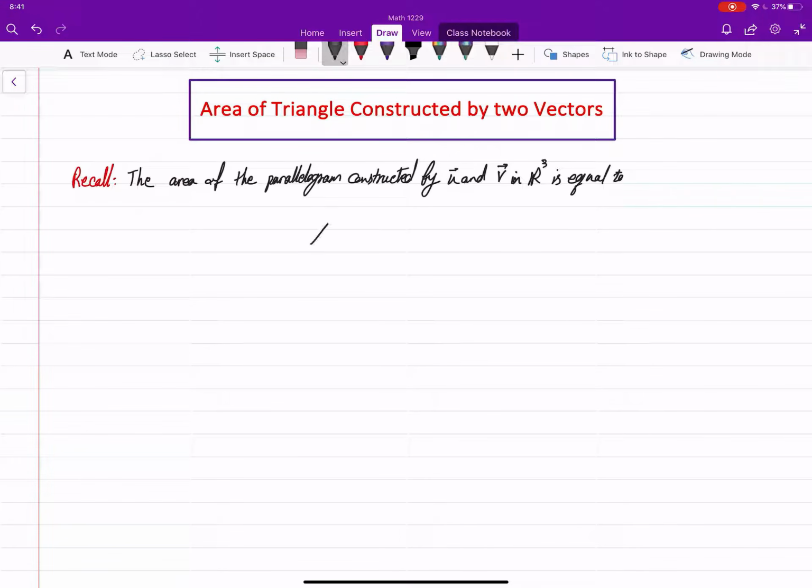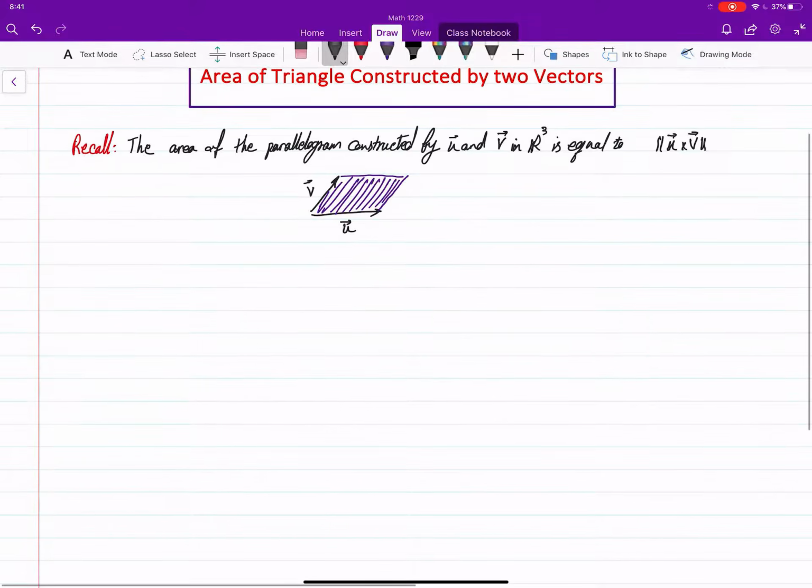so when you have two vectors u and v, you can construct a parallelogram just by drawing parallel lines like that. The area of that parallelogram, now we know that is equal to the length of u cross v. Very nice.